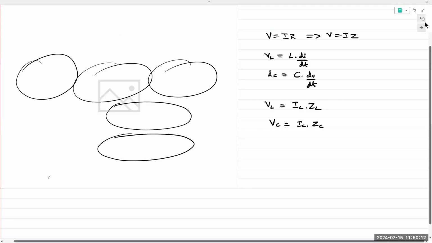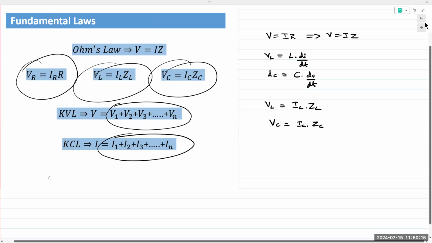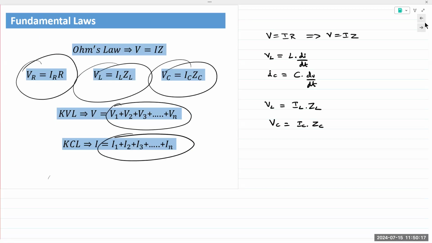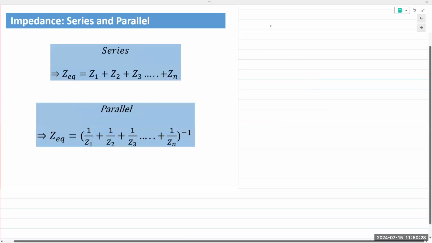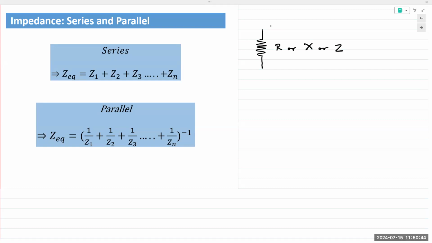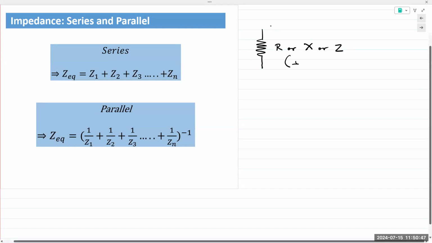Impedance works exactly the same. Impedance is represented by the same notation. So impedance, resistance, or reactance are all noted by the same symbol, the zigzag symbol, and the units are ohms for all three.